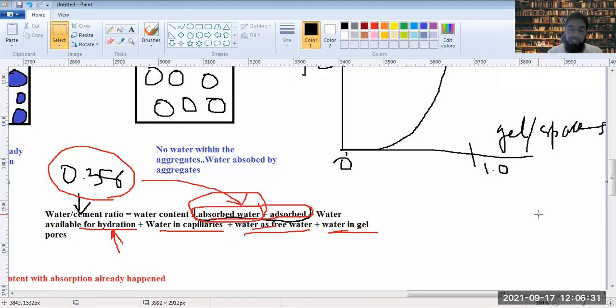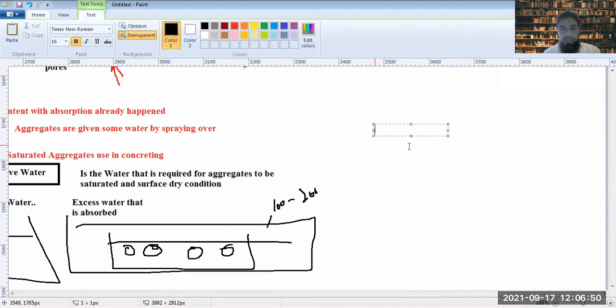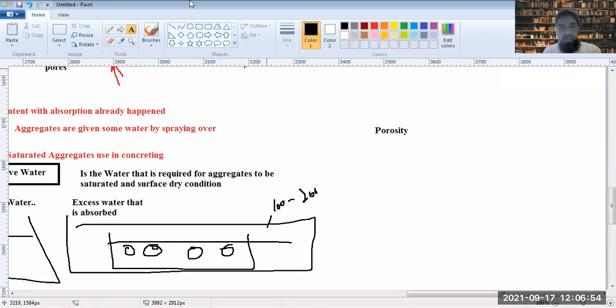So you can also classify the strength in terms of the gel to space ratio. Then it also depends upon the porosity of the concrete. Now, what is the porosity of the concrete and how does it depend on the porosity? And what is porosity, first of all? This is the last topic I'm taking up today. What is porosity of concrete?